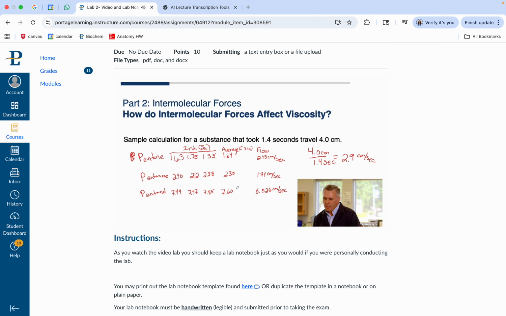All right, so again, we notice this trend that the one with London forces had the highest flow rate, the dipole-dipole was slower, and then pentanol was the slowest. And that's what you might expect, right? Because you have stronger molecular forces with pentanol, and even pentanone compared to pentane. They hold together more strongly and it resists the flow. And that's really what viscosity is. It's resistance to flow. And we can see that in these values here. And again, these values are just indicating these three compounds, not negative values. Those were the three that we did.